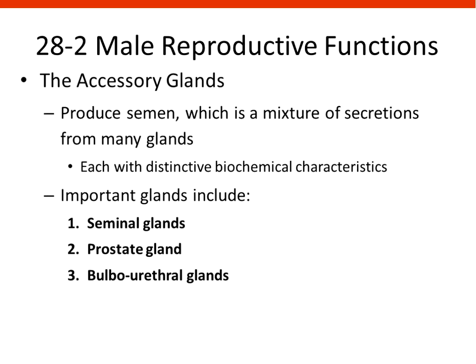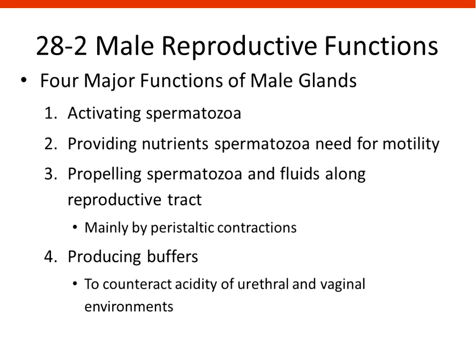So those accessory glands that make the semen are formed from your seminal vesicles or seminal glands, prostate gland, and your bulbourethral glands, and they each have very distinctive biochemical characteristics that are meant to aid and assist the sperm in making their way to fertilize the egg. Major functions of these reproductive glands are that they help to activate the sperm.